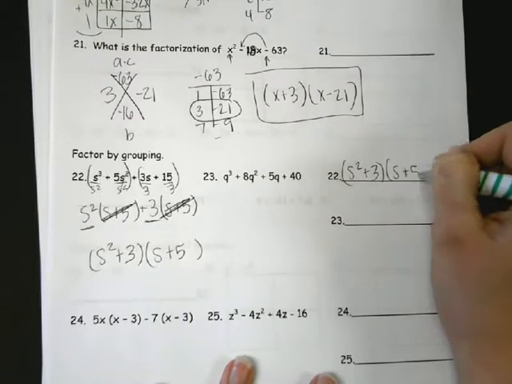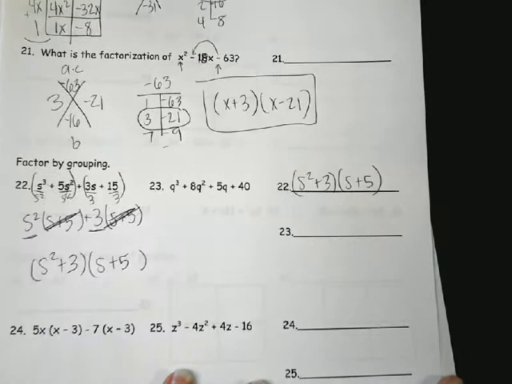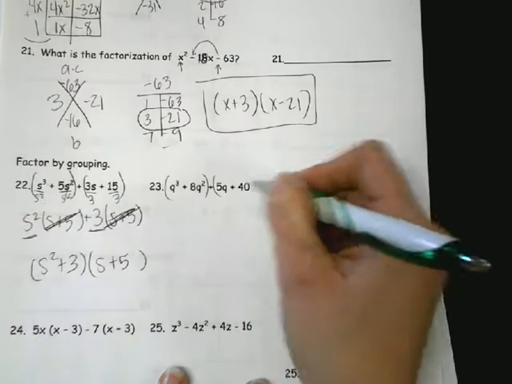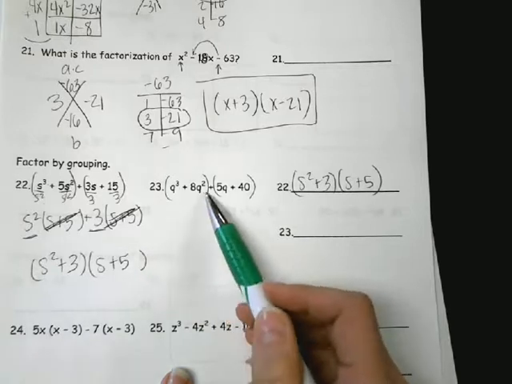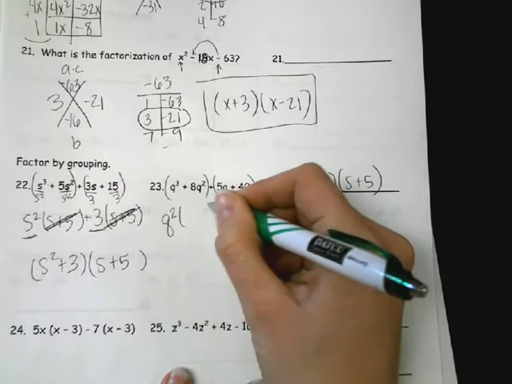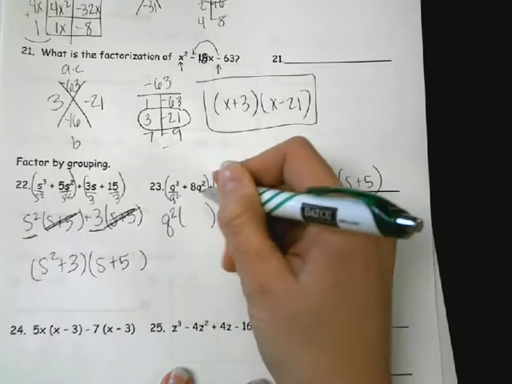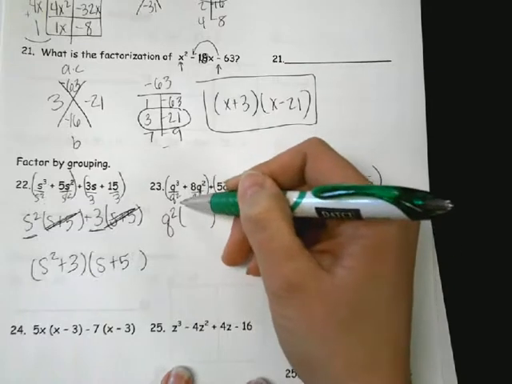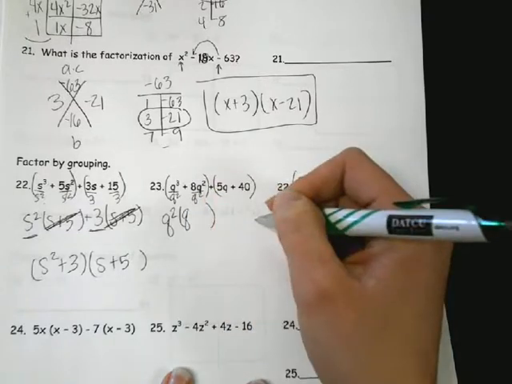Same thing for number 23. Factor by grouping, so you want to group them first. I notice that these guys have a q squared in common, so I'm going to take that out. And then I'm going to divide to see what's left in. Divide by q squared. Q cubed divided by q squared gives you just regular q. 8q squared divided by q squared is going to give you just regular 8.